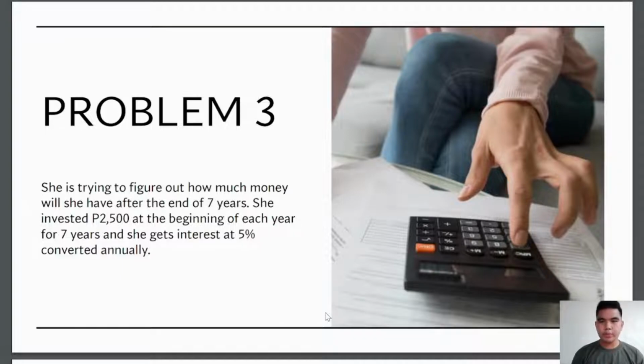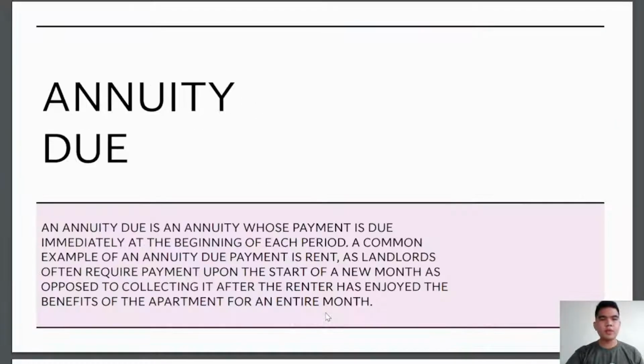So for your third problem, you are trying to figure out how much money you will have after the end of 7 years. You have invested 2,500 pesos at the beginning of each year for 7 years, and you get interest at 5% converted annually. So what is this problem all about? This problem is all about annuity due.